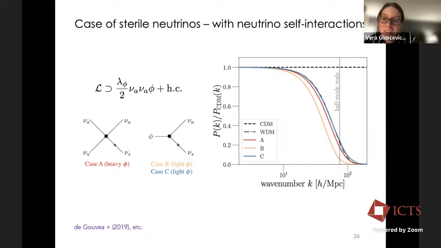Sorry, but what do you mean, what are the vertex factors? For any vertex that we have. So this is neutrino self-interaction of this format, and the coupling constant controls the strength of the interaction. That's lambda phi, and that's a free parameter of the theory.